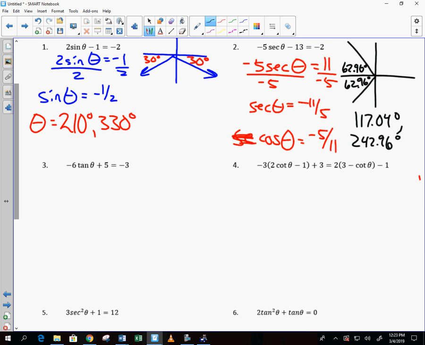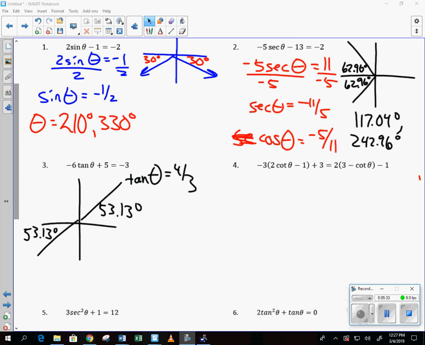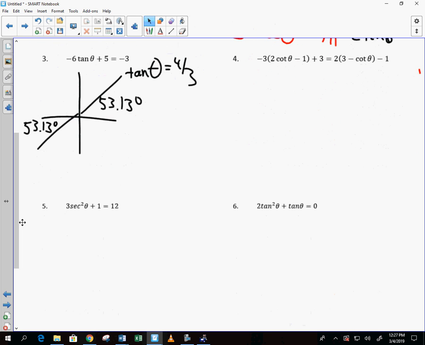Any questions on that? We can make them super complicated, but we're just going to make them somewhat complicated, okay? You try number 3 on your own. Go. Let's try number 4.